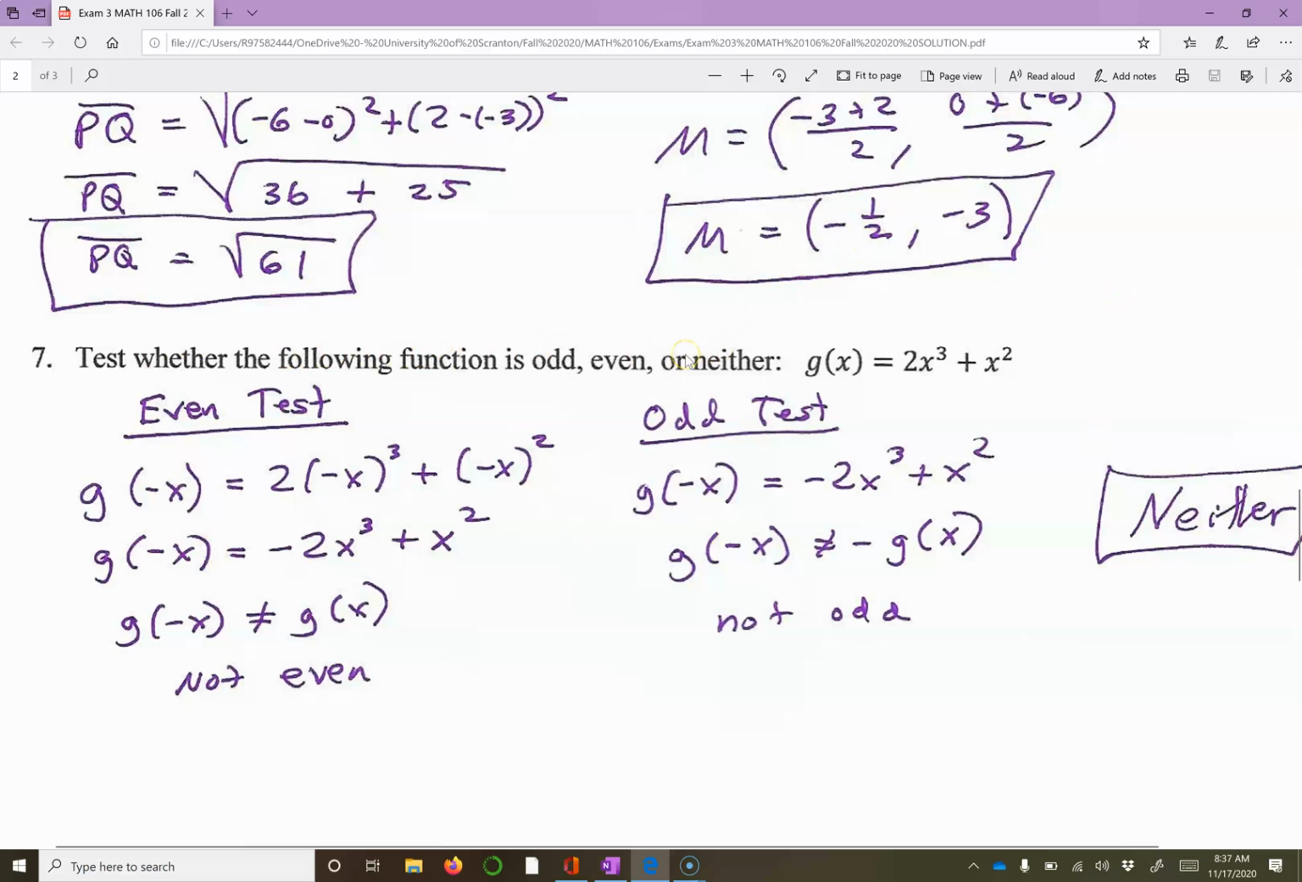Now 7, you're going to test whether the following function is odd, even, or neither. So you had to show me 2 tests, the even test and the odd test, and then it turns out they're neither even nor odd, so the answer would be neither.